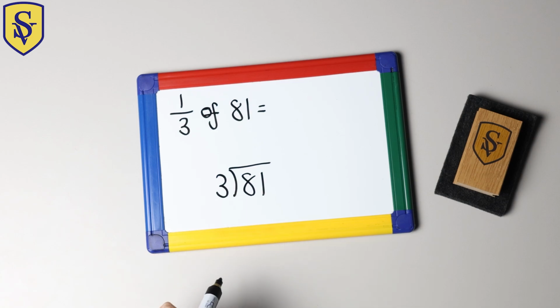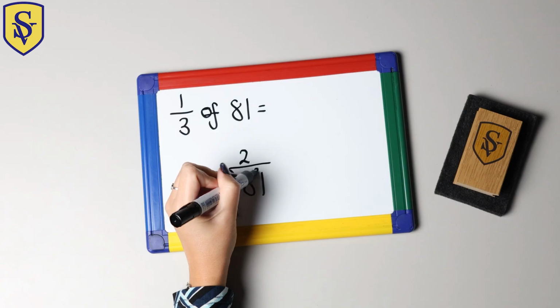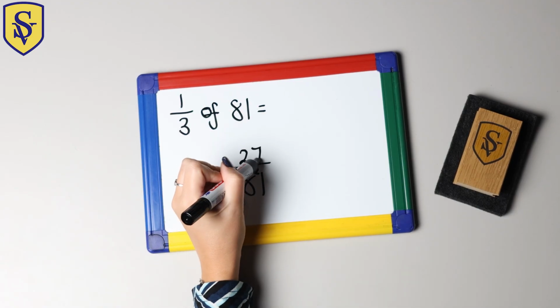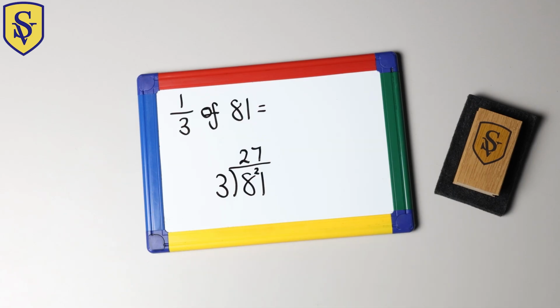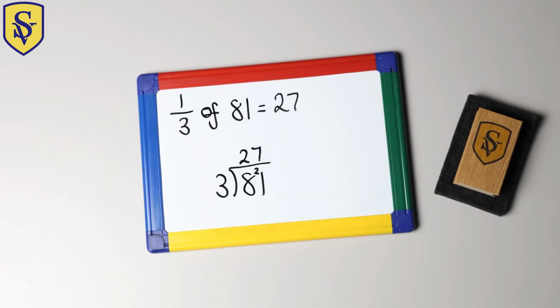How many 3's go into 8? The answer is 2, remainder 2. How many 3's go into 21? The answer is 7. So 1/3 of 81 is 27.